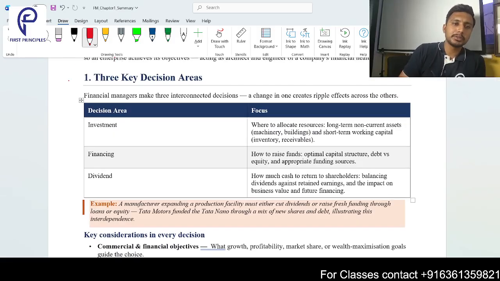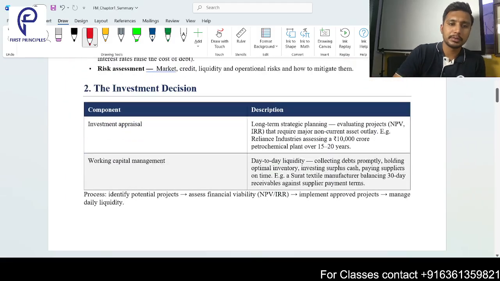The three important decisions that a financial manager makes. One is an investment decision, where to invest money. Then how to raise the money, and how much to give away if we make profits. Three decisions: investment decision, financing decision, and dividend decision.